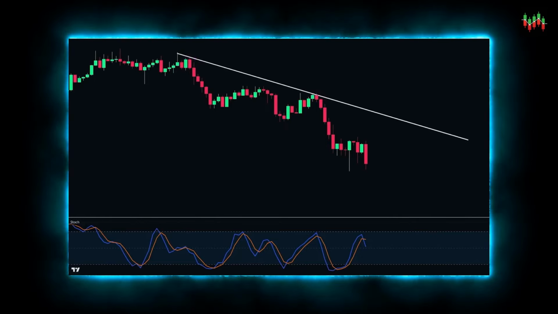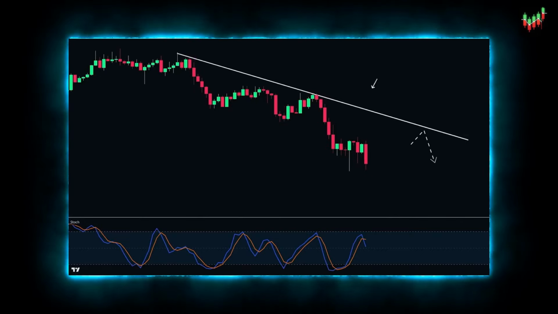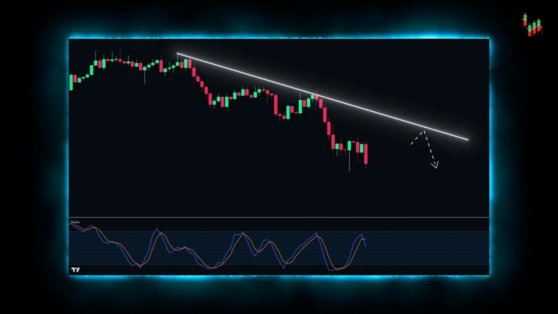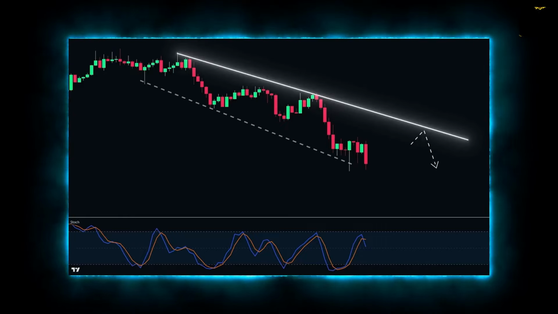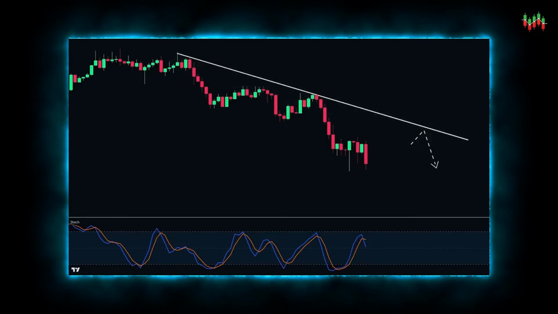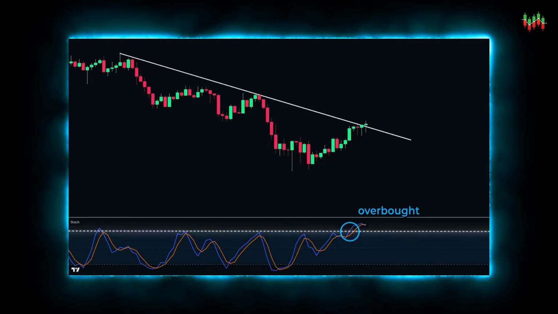Now, since the overall trend is heading down, the setup we're looking for is price bouncing off this trend line to the downside. That's why we only draw the trend line above and didn't need to draw the one below. Next, we wait for price to approach the trend line while the stochastic crosses the overbought line.